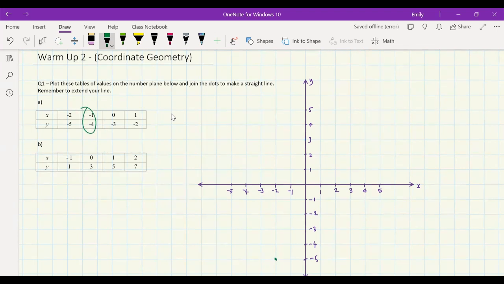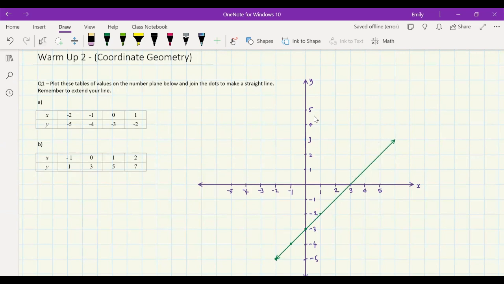Next point is (-1, -4). So we go across to the x-axis first, down to the y-axis to -4, put a dot. Next one, (0, -3). It's 0, in the middle, and then down to -3, put a dot. Last one, (1, -2). So you go across to 1 on the x-axis, down to -2. And there's the dots, and we want to join it up. Get your ruler, make a straight line, and extend beyond just the dots that we've got.